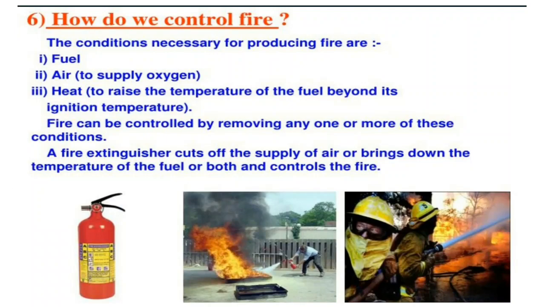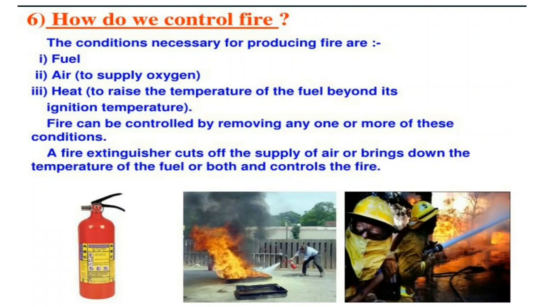In the triangle, we have fuel, a supply of air, and a combustible substance, which are necessary to get a fire. Out of these three, if you cut off any one or two, the fire is going to get extinguished. So the fire brigade person also cuts the supply of air, and as they put water, they lower the temperature of the fuel, so the ignition temperature will not be there, and in such a way they extinguish the fire. So the fire can be controlled by removing one or more of these conditions.